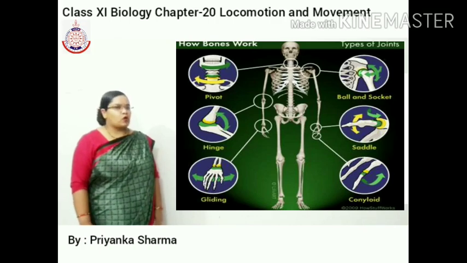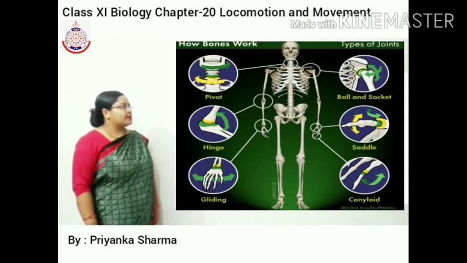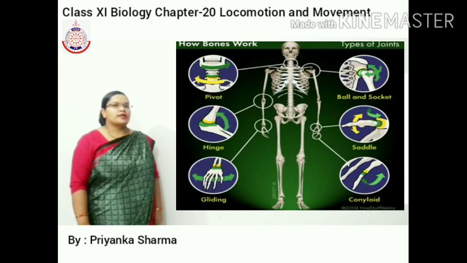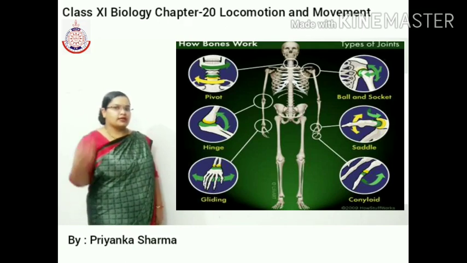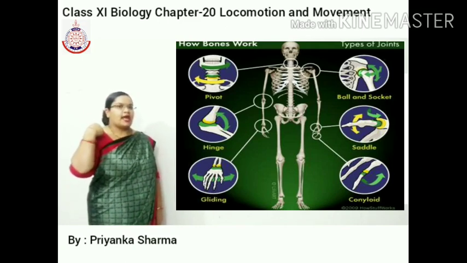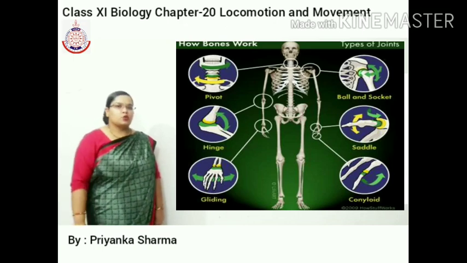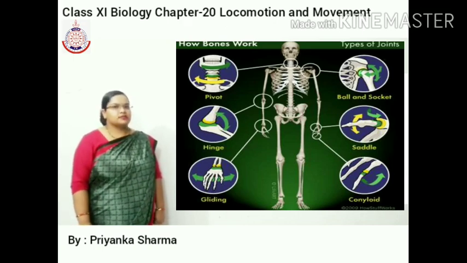Where will you find the ball and socket joint? This joint is present between the humerus and pectoral girdle, and the femur and pelvic girdle. So where will you find it? You can say the shoulder joint and your hip joint. They are known as the ball and socket joint.